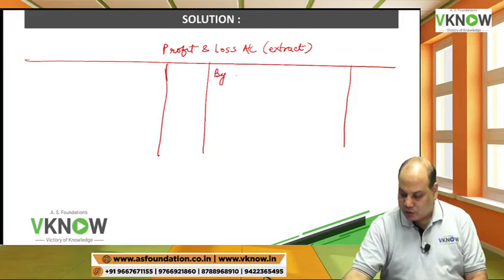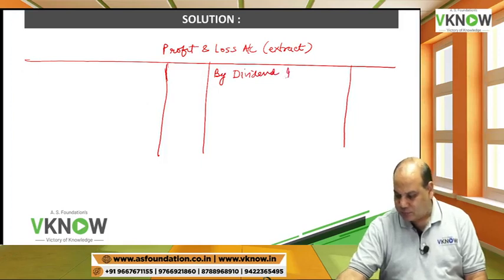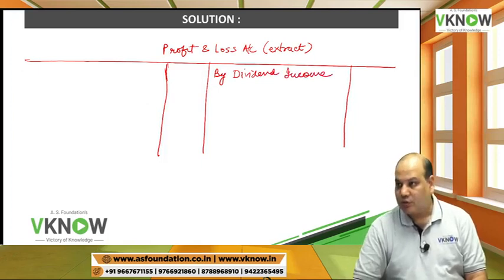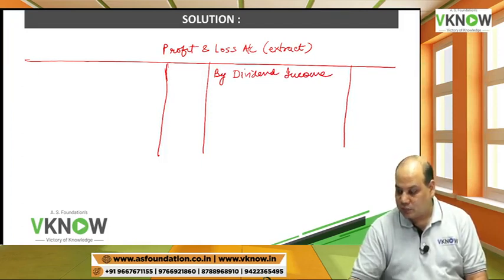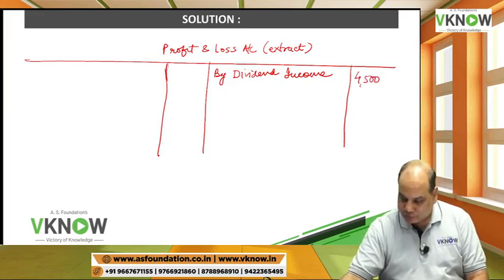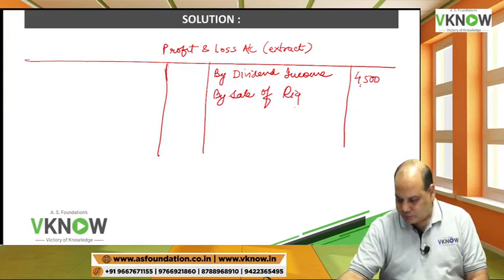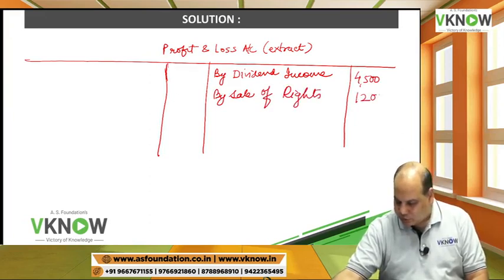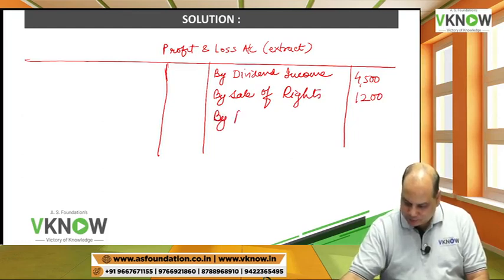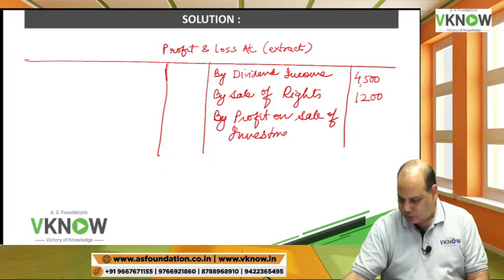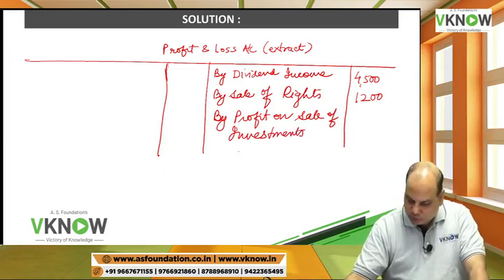P&L account will have the following entries. One is by dividend income. Which dividend income will be transferred? 3,000 or 4,500? 4,500 is right. By sale of rights, 1,200 rupees. And by profit on sale of investments. So you have made two profits.